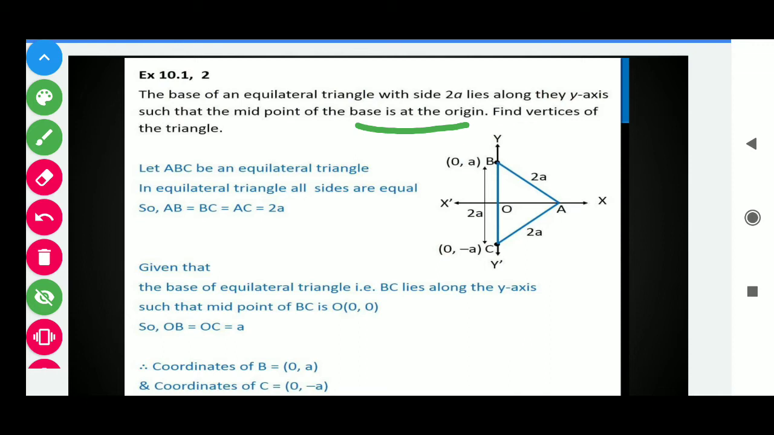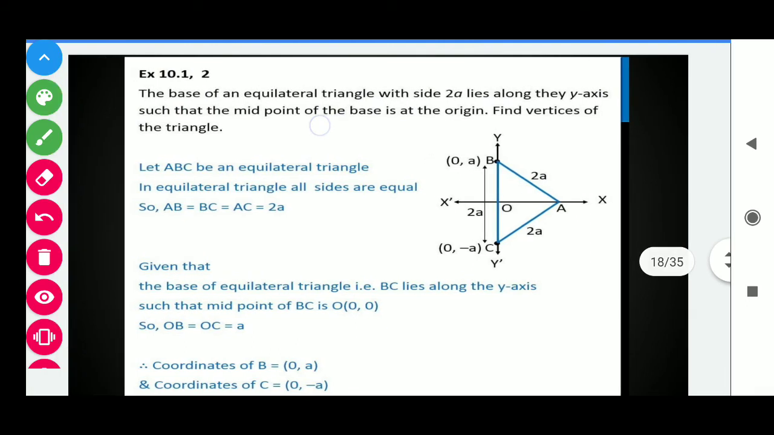Students, in this question we have an equilateral triangle with each side 2a, and its base lies along the y-axis. It is not mentioned in the question that the equilateral triangle will be on the positive side of the x-axis, so we can construct the equilateral triangle on the negative side of the x-axis as well. The midpoint of the base is at the origin.